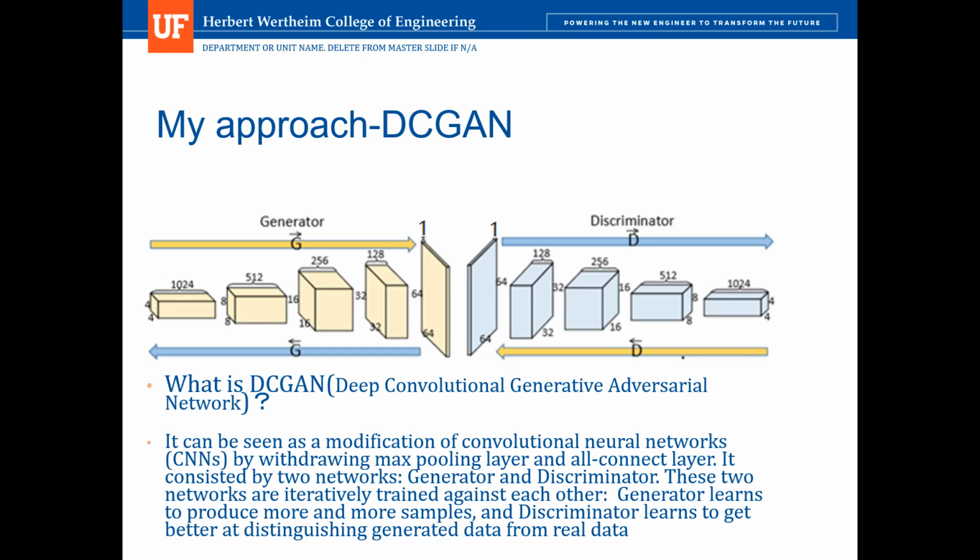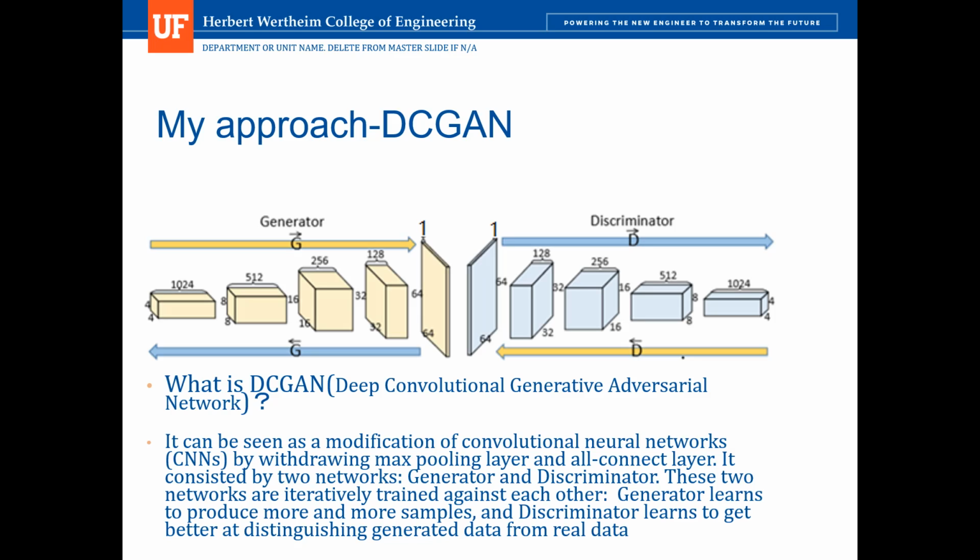What is DCGAN? DCGAN can be seen as a modification of CGAN, withdrawing the max pooling layer and fully connected layer. It has two networks, generator and discriminator. These two networks are iteratively trained against each other, and the generator learns how to produce more and more realistic samples, and the discriminator learns to get better at distinguishing generated data from real data.